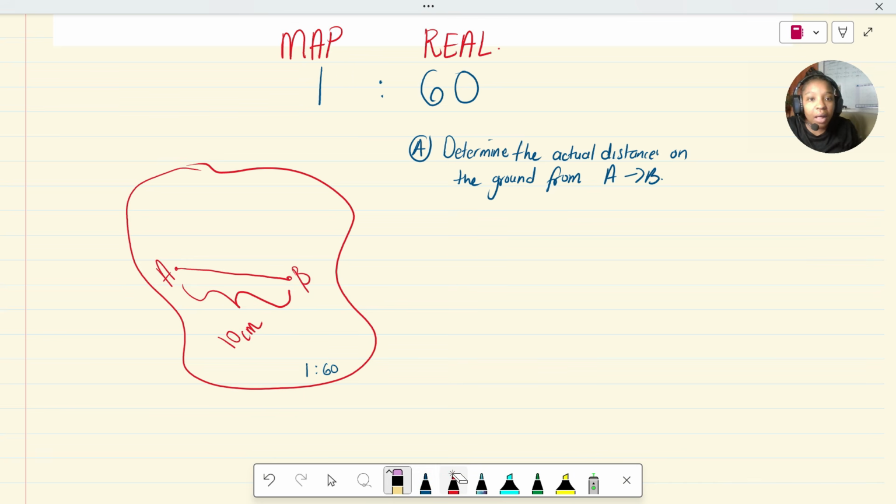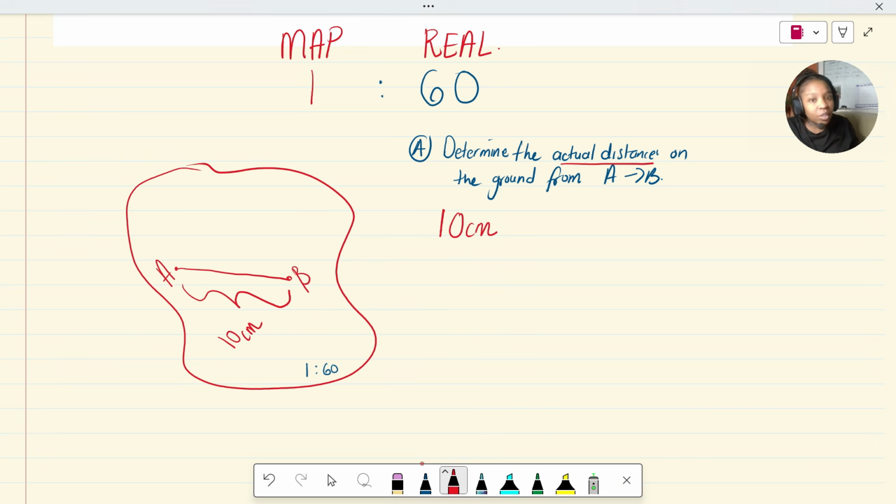So how would we calculate the actual distance on the ground from point A to point B? We already know that if we measure 1 unit on the map, it is equal to 60 units in real life. So we've measured, take that 10 centimeters. We want to convert that 10 centimeters into the distance in real life. So the actual distance is the distance in real life. What do we need to do?